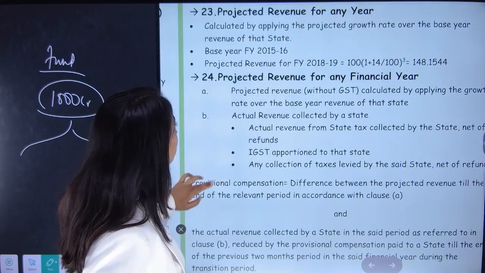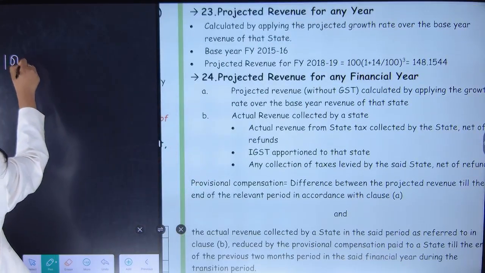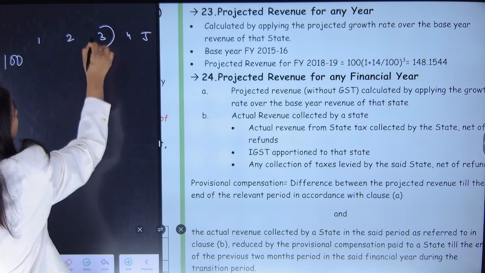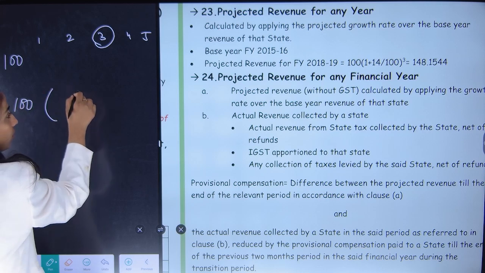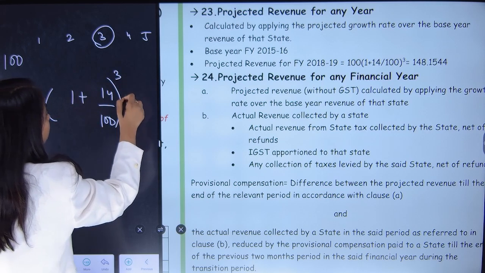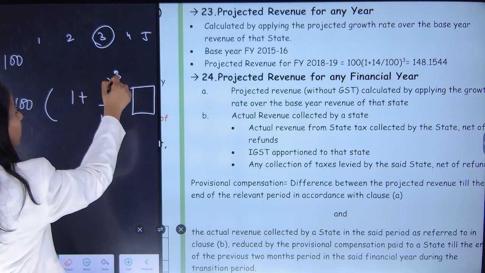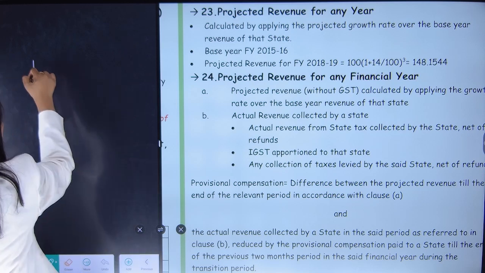Now, projected revenue for any year, let's say after 3 years. Now, this is 100, right? So, this is year 1, year 2, year 3, year 4, year 5. So, in my year 3, how do I compute? I will do 100 into (1 plus 14 divided by 100) to the power 3. So, this will be my projected revenue for year 3. Now, if I do to the power 4, it will be projected revenue for year 4. So, this is my projected revenue.